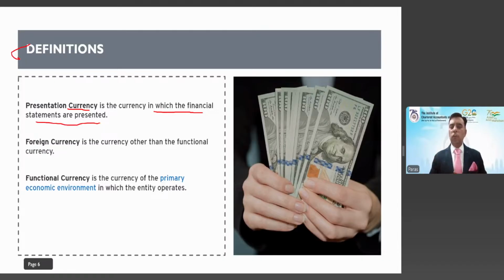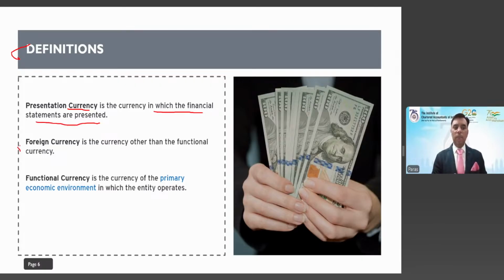If this entity wants to present its financial statements in INR, then INR will become the presentation currency of this entity, right? If this entity wants to present its financial statements in euro or pound, then euro and pound will become the presentation currency of this entity. So in a nutshell, we can say the currency in which we are going to present the financial statements will become the presentation currency of the entity.